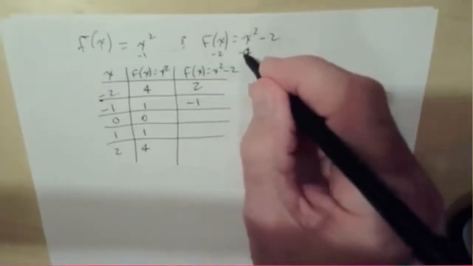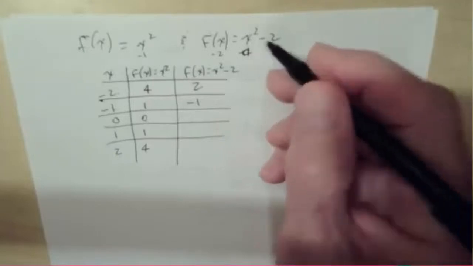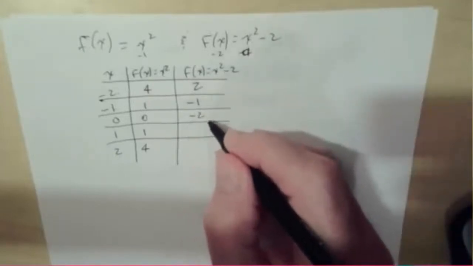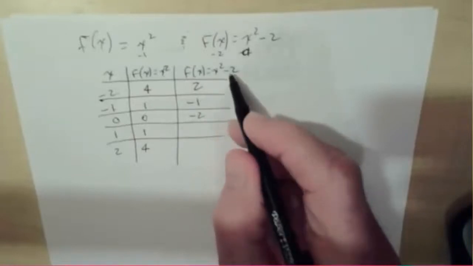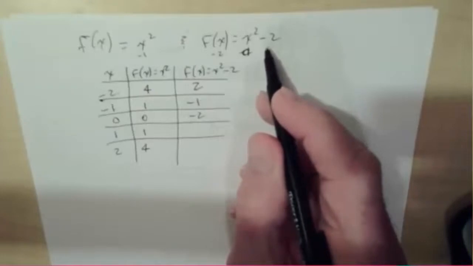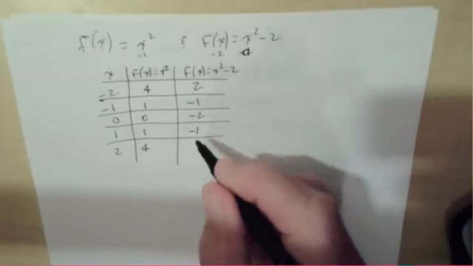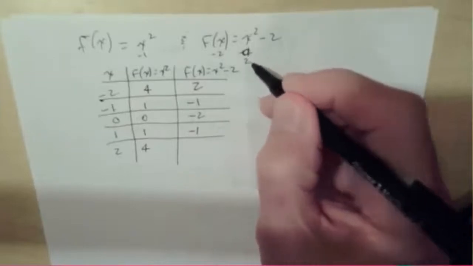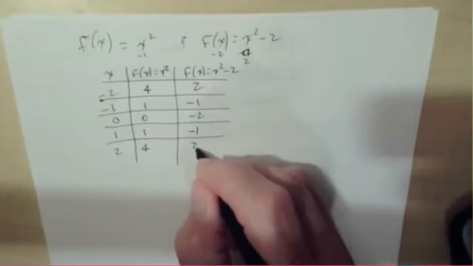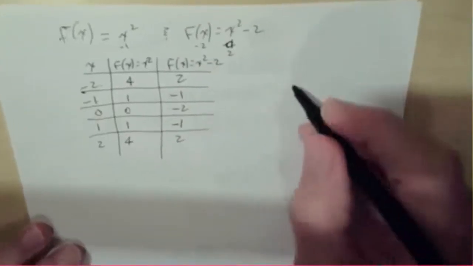Plug 0 in. 0 squared, of course, is 0. 0 minus 2 is negative 2. And plug 1 in here. 1 squared is 1. 1 minus 2 is negative 1. Plug 2 in here. 2 squared is 4. 4 minus 2 is 2. Now, let me plot these.